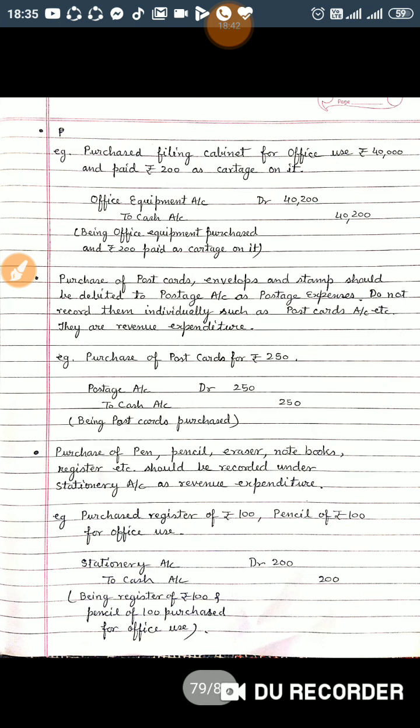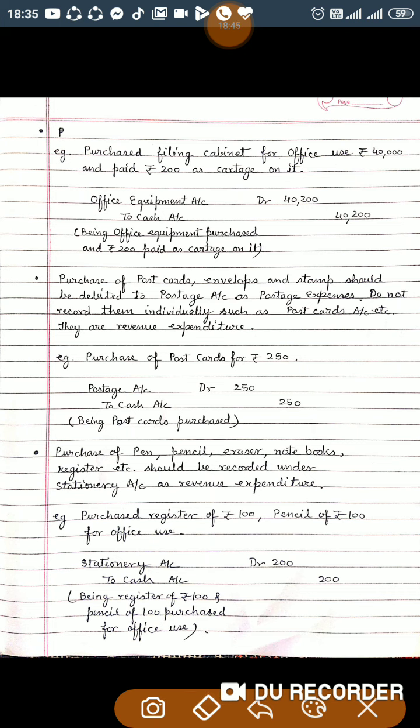I'm giving you an example. Purchased filing cabinet for office use rupees 40,000 and paid rupees 200 as cartage on it. So filing cabinet is an asset and we are incurring 200 cartage on it to bring it to the business house. So the cost of filing cabinet becomes 40,200 and we will record it as office equipment.